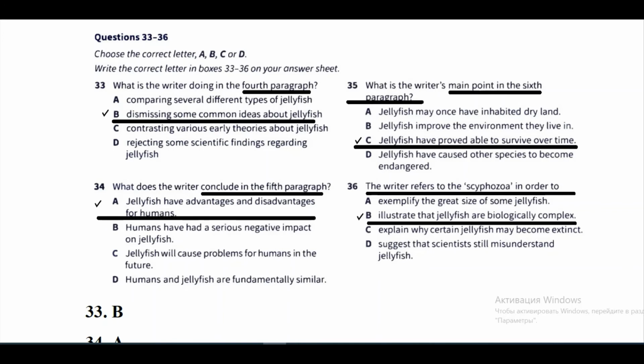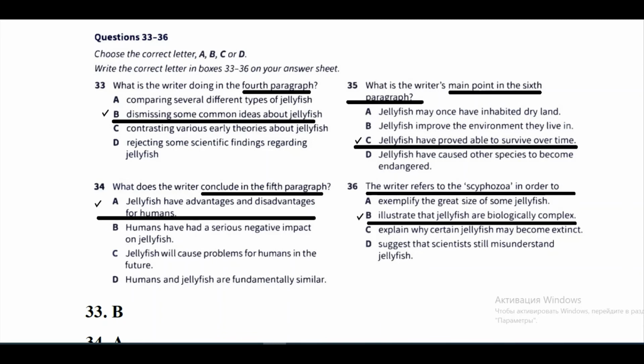So here it is. The writer refers to the schizoid in quotation marks. You need to focus on this. You will need to find this location and you will understand the correct option. A option, exemplifying the great size of some jellyfish. B option is the correct option, illustrate that jellyfish are biologically complex. C option, explain why certain jellyfish may become extinct. And D option suggests that scientists still misunderstand jellyfish.